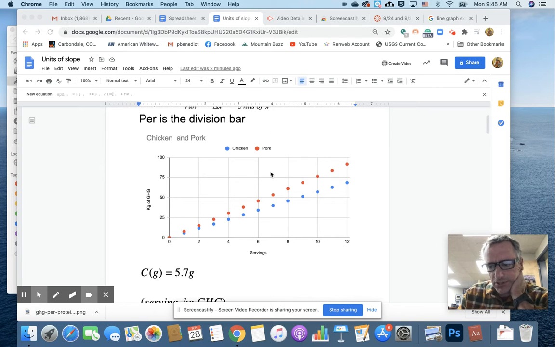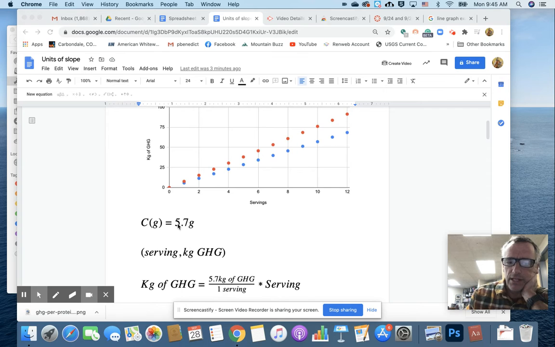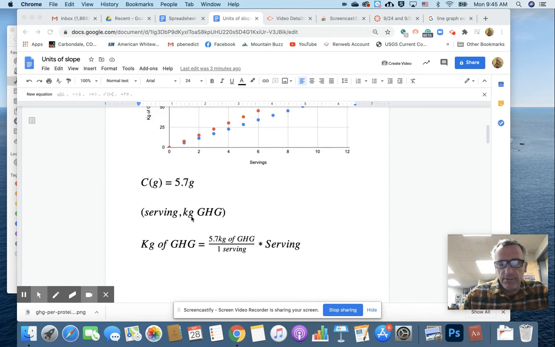So, for example, in looking at this graph here, I have number of servings, right? So this is 2 servings of chicken or pork, or 4 servings or 6 or 8 servings of pork is my x coordinate, and kilograms of greenhouse gases is my y coordinate. Here's my function for chicken, right? We talked about this in the spreadsheet video, that it's 5.7 kilograms of CO2 for every serving of chicken, right?